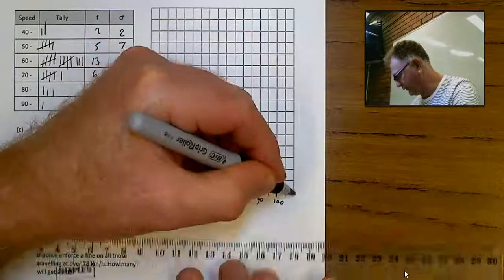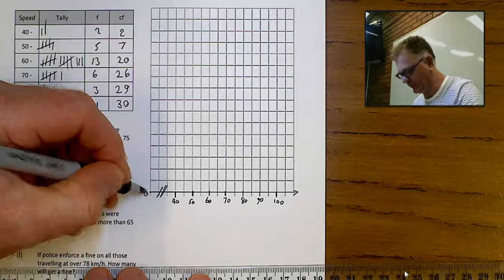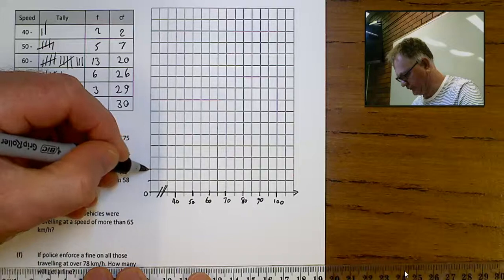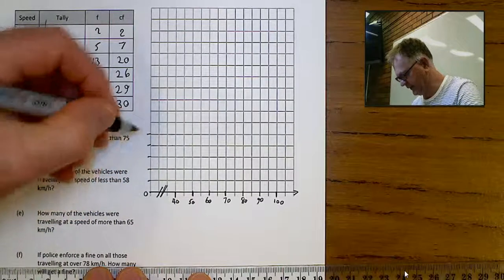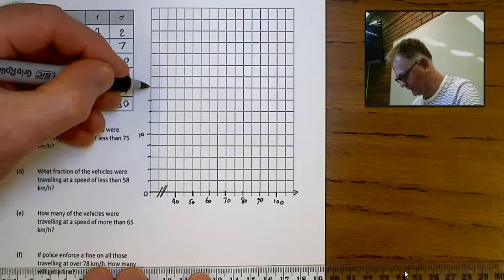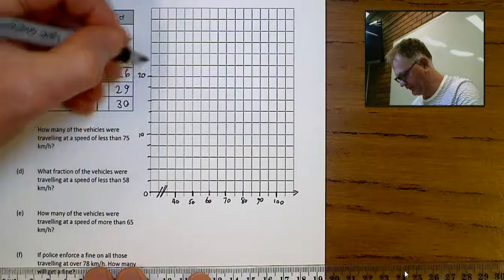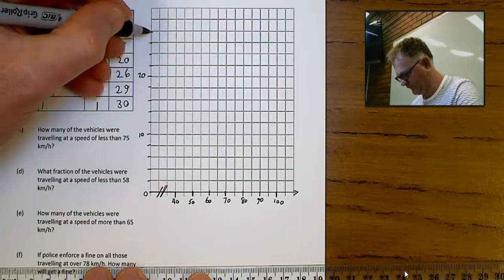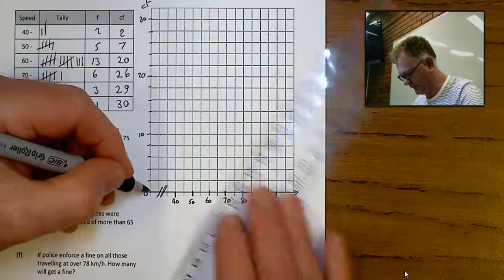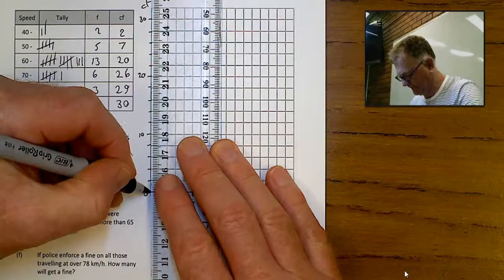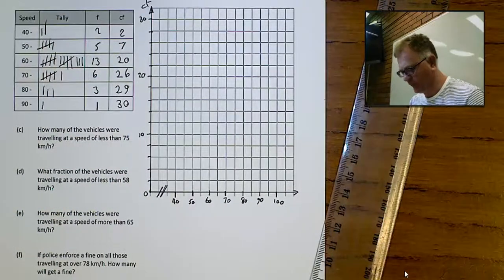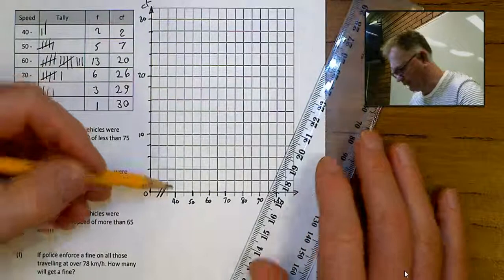Up the side I have to get to 30 squares. I think if you go up in 2s you'll fit it nicely. So that'll be 2, 4, 6, 8, 10 cars, 20, and 30 is our cumulative frequency maximum. Now to draw that, I'm going to first of all draw a histogram. So I'm just going to do that in pencil.